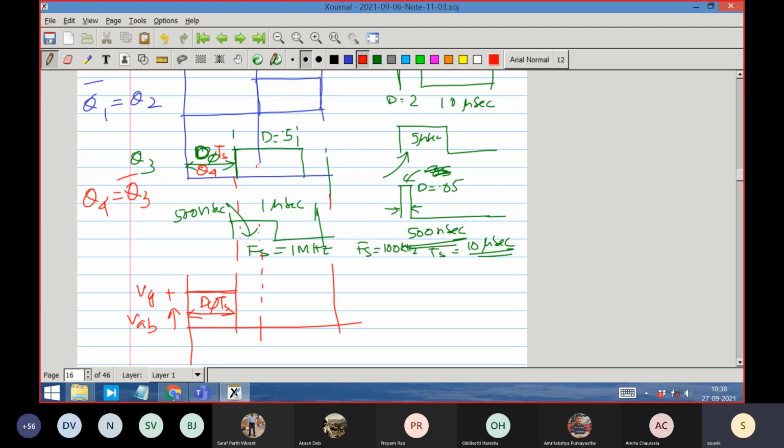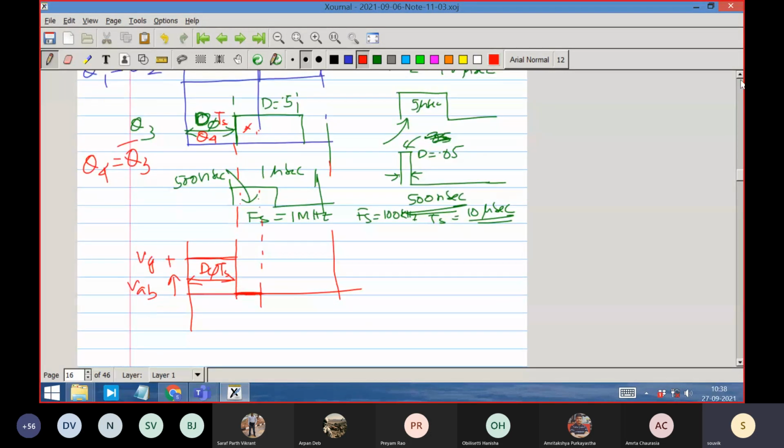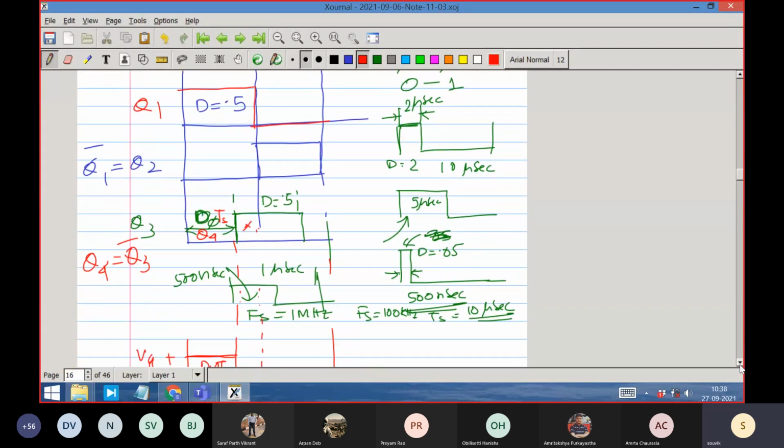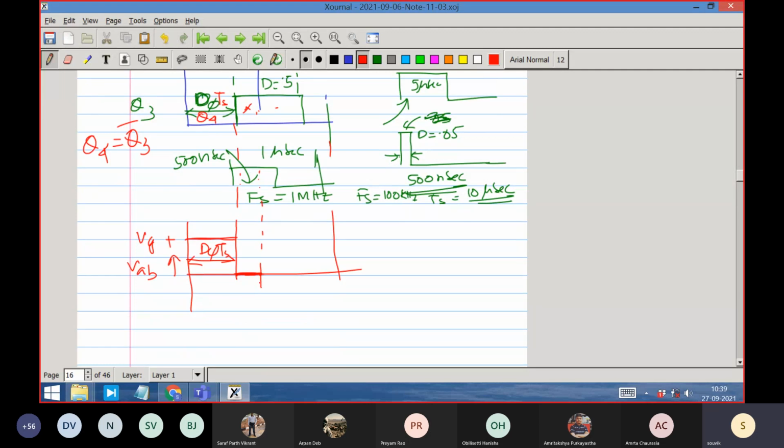Then for this duration, who is on? Q1 and Q3 are on. You see this zone, Q1 and Q3 are on, so the voltage you are getting is 0. Subsequently, let us see who is on. Q2 is on, and on the other end Q3 is on. Q2 and Q3 on means you will get a negative voltage. That is what we want.